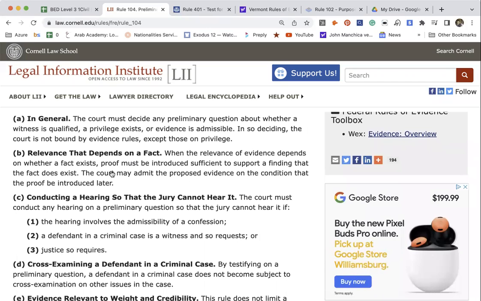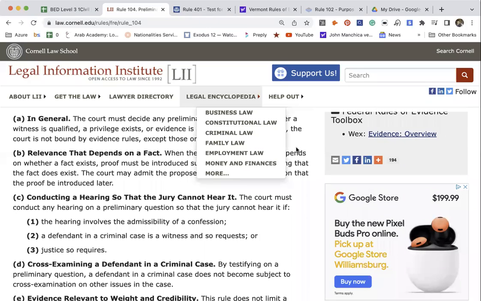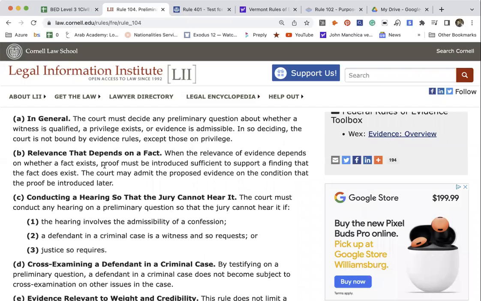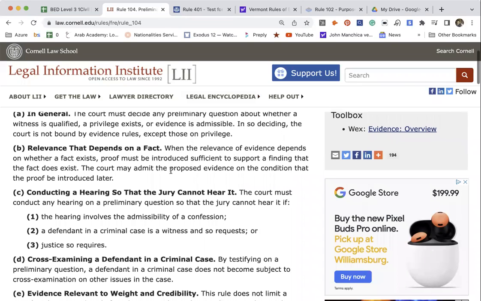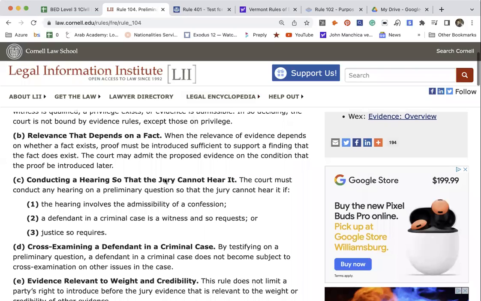Relevance that depends on a fact. When the relevance of evidence depends on whether a fact exists, proof must be introduced sufficient to support a finding that the fact does exist. The court may admit the proposed evidence on the condition that the proof be introduced later.